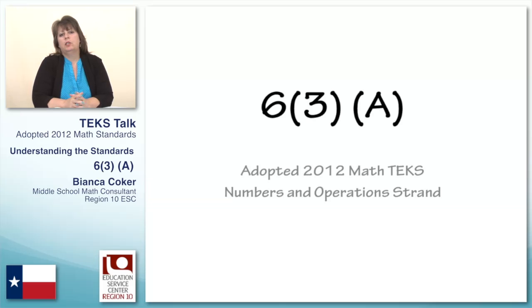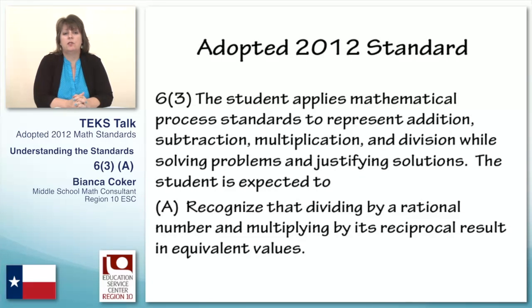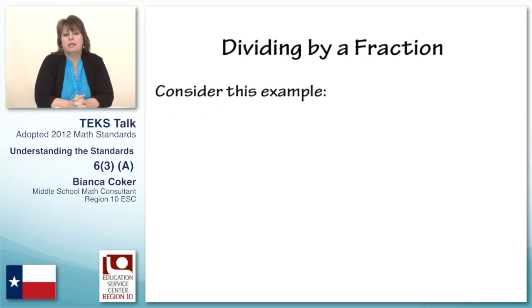In this video, we're going to look at one of our new math standards, 6.3a. This is one of the new standards in the Numbers and Operations strand. The standard states that the student applies mathematical process standards to represent addition, subtraction, multiplication, and division while solving problems and justifying solutions. The student is expected to recognize that dividing by a rational number and multiplying by its reciprocal results in equivalent values. All right, so let's look first at dividing by a fraction and look at some examples.